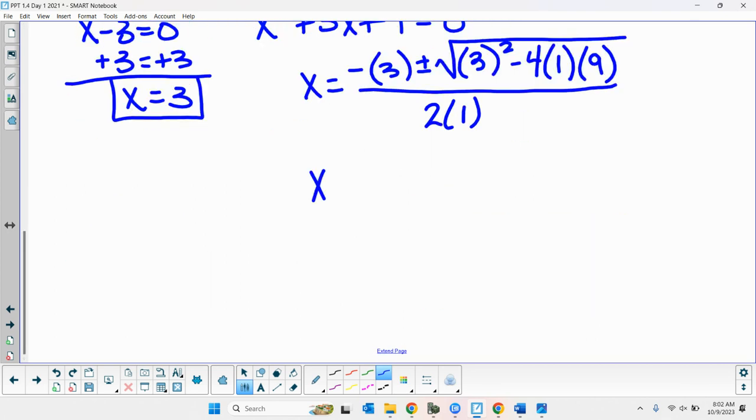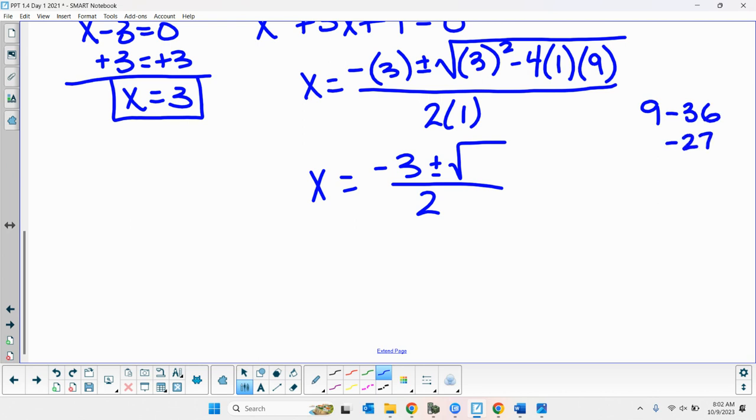So we get x equals negative 3 over 2 plus or minus, and let's figure out what that is. Thanks, Allie. So 3 squared is 9. Negative 4 times 1 is negative 4. Times 9 is negative 36. So that's a negative 27, right?